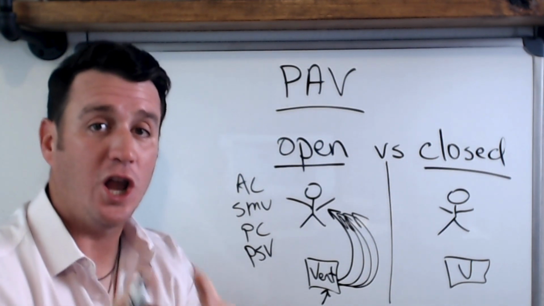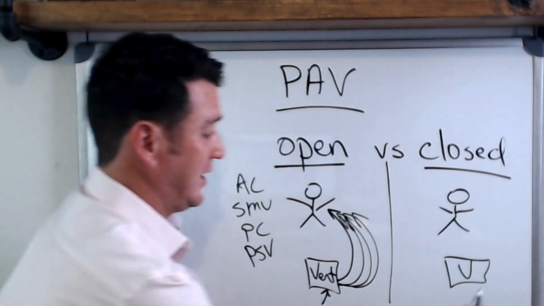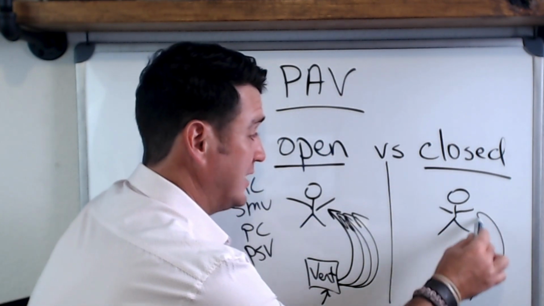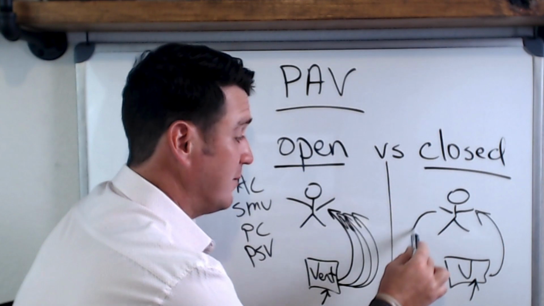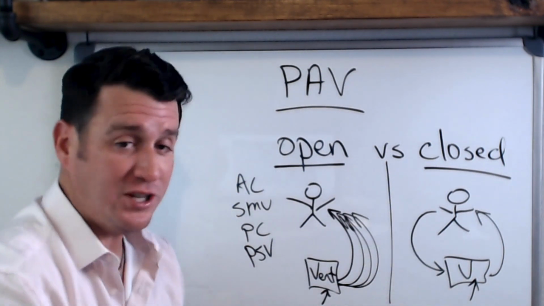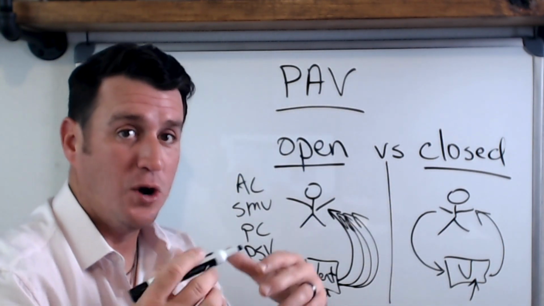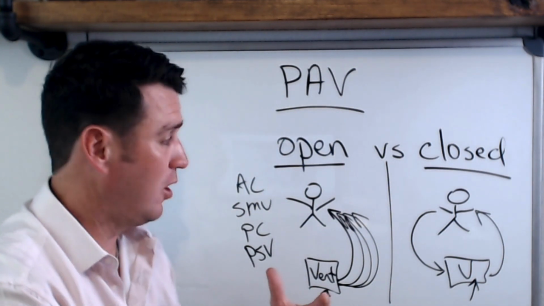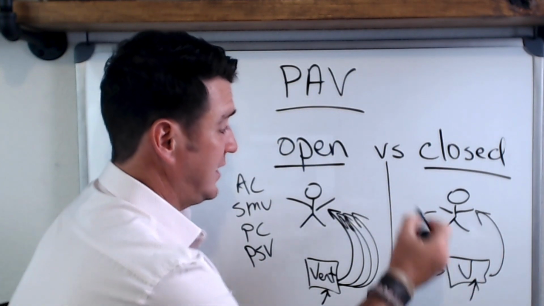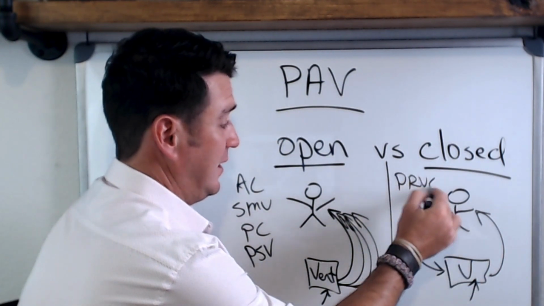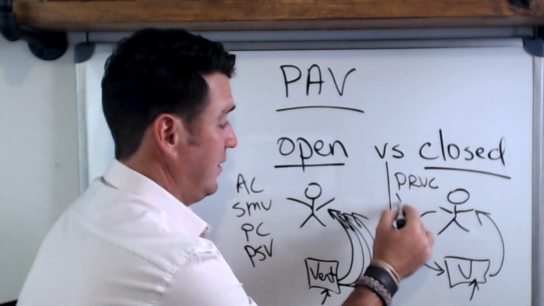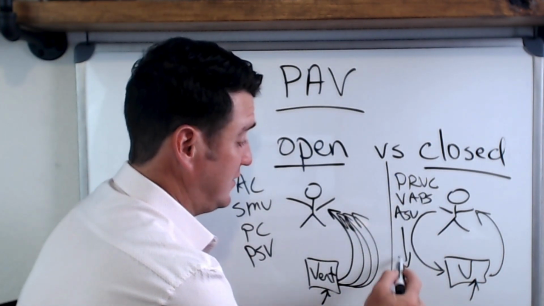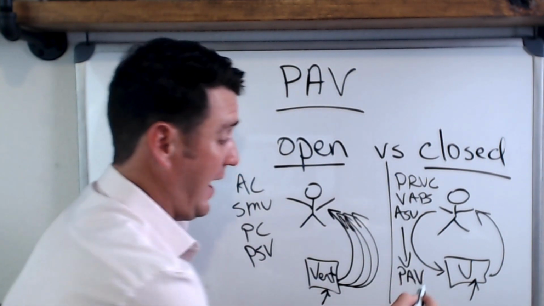Now, a closed loop form of mechanical ventilation is when you tell the vent what to do, the vent does it, and then what comes back from the patient dictates what the vent does on the next breath, okay? So we're talking about things like PRVC, things like VAPS, things like ASV, and what this video is about, things like PAV.